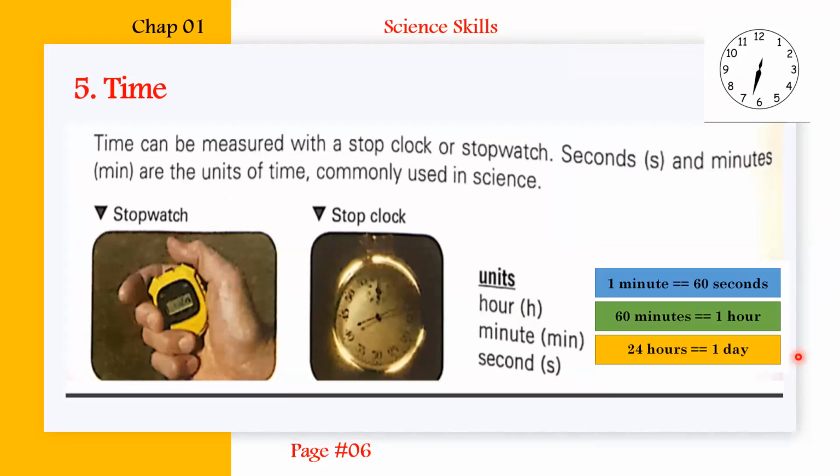Now come to the last thing, time. What is time? Time can be measured with a stop clock or stopwatch. Seconds and minutes are commonly used for time in science. This is a stopwatch, used for a certain duration. The standard unit of time is the second, the smallest unit, and the multiple units are minutes and hours. In 1 minute there are 60 seconds, in 1 hour there are 60 minutes, and in 1 day there are 24 hours. You have to be familiar with all these things.